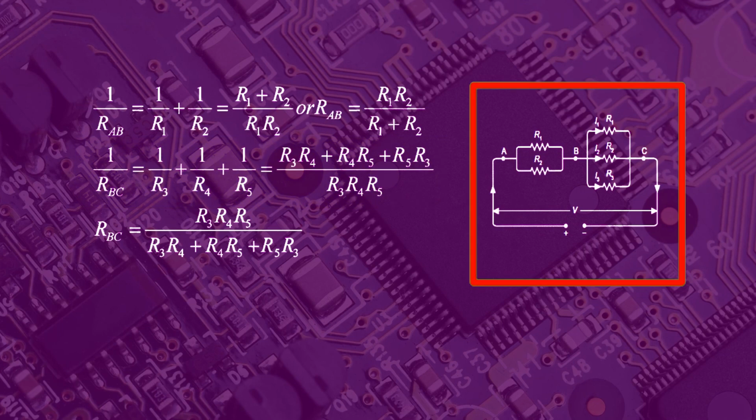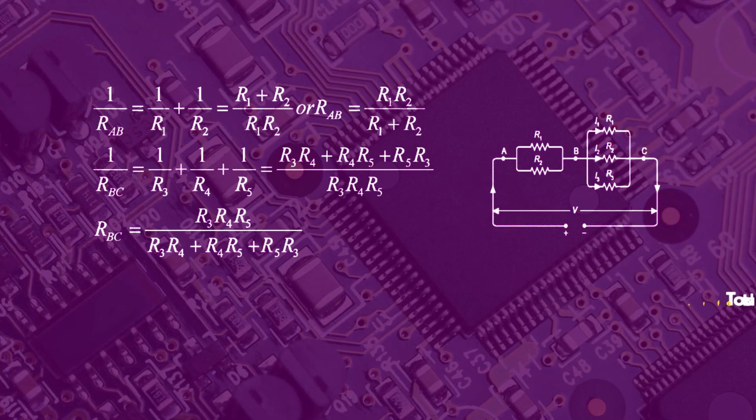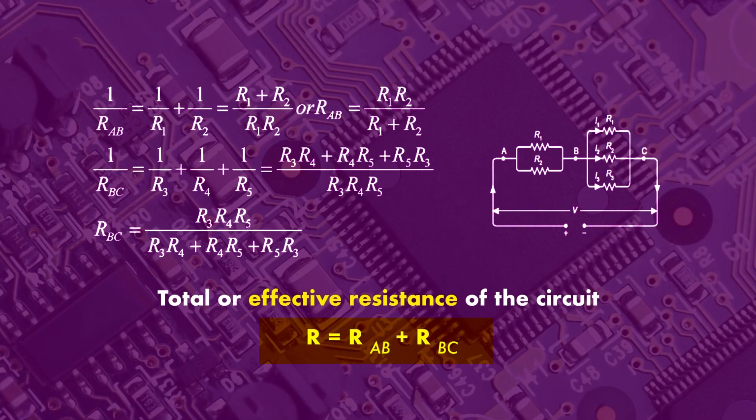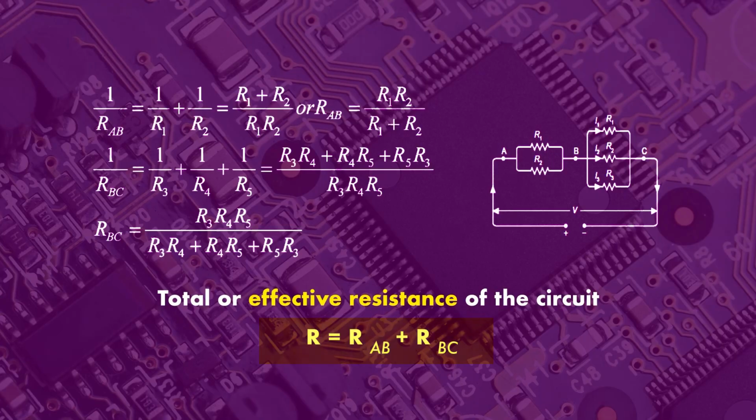Now these two resistances, that is RAB and RBC, are connected in series. So how will you calculate the equivalent resistance between A and C? That means you have to sum the equivalent resistance between terminal A and B and the equivalent resistance between B and C. So total resistance R between A and C can be written as RAB plus RBC.